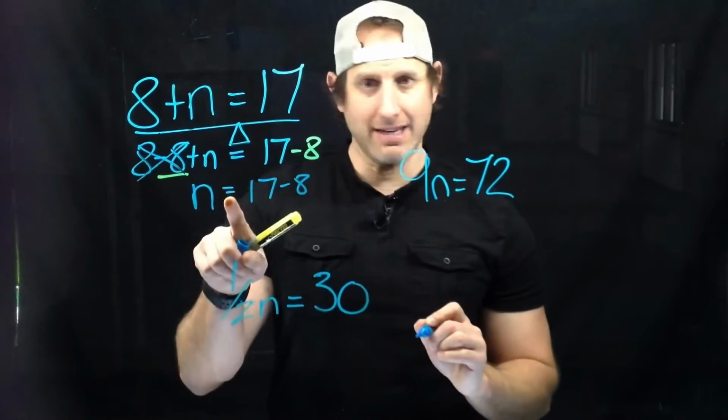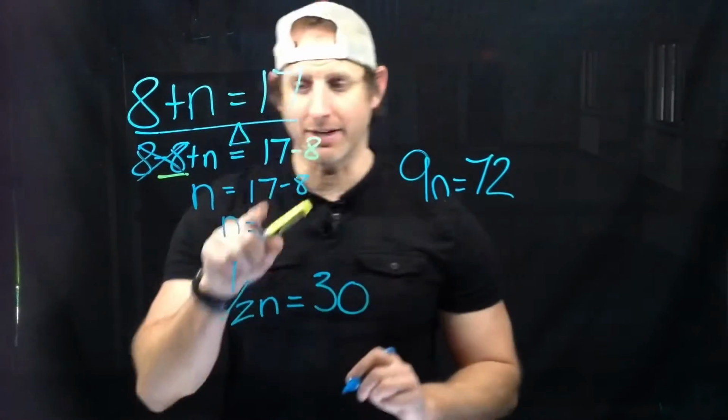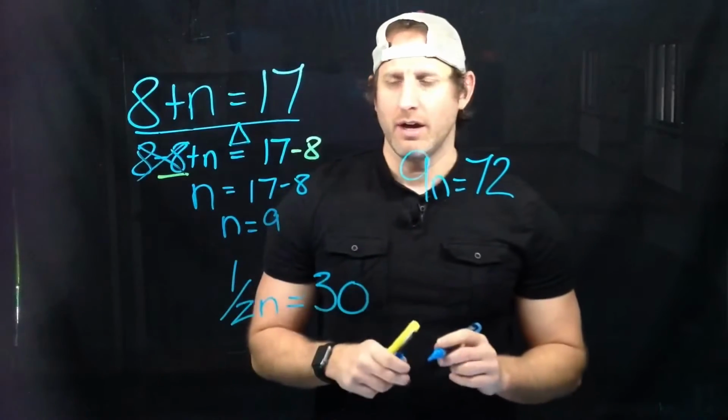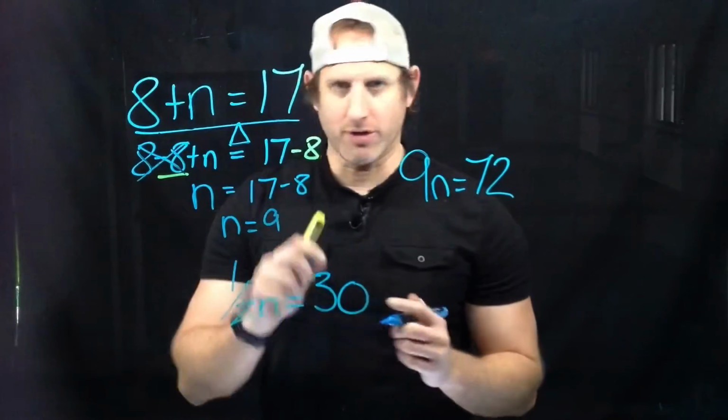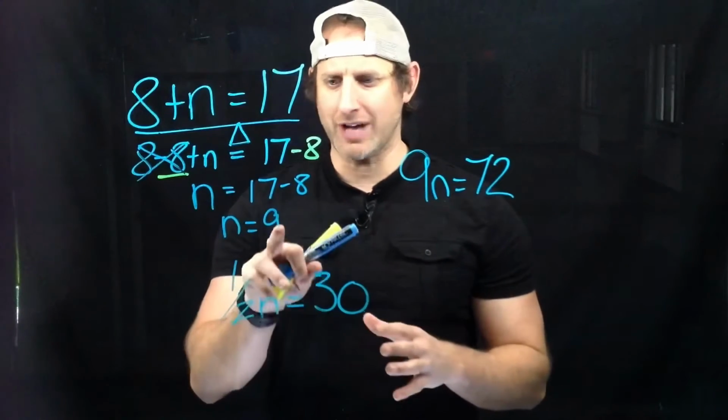So n is the same as 17 minus 8, and we just have to do the math after that. 17 minus 8 is 9. Now let's plug that in and make sure that this works, because it's always a really good idea to check your algebra, to check the answer.